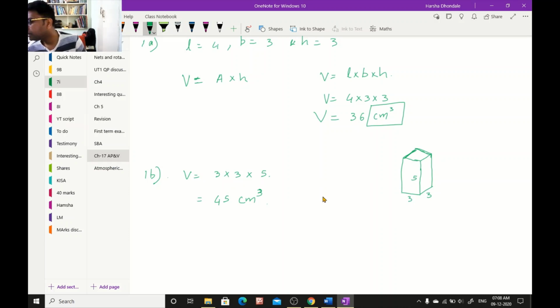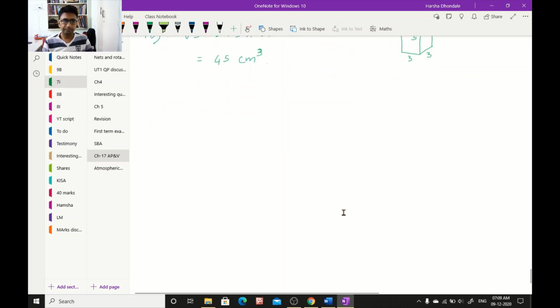Next, we solve 2A and 2B. What's the question for 2A? Okay, there's a tabular column given to you. You have to copy the tabular column and complete it. So 2A, 2B, 2C, 2D, I'll just solve 2A and then 2B. First, let me write the tabular column here.